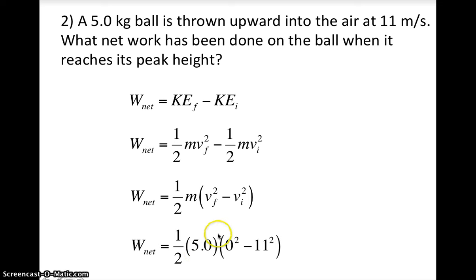The mass is 5. At the top, the final speed is 0. The initial speed it was thrown with is 11. Now notice, because the final is smaller than the initial, because you slow down, the W net will come out negative, and that's the value you get.